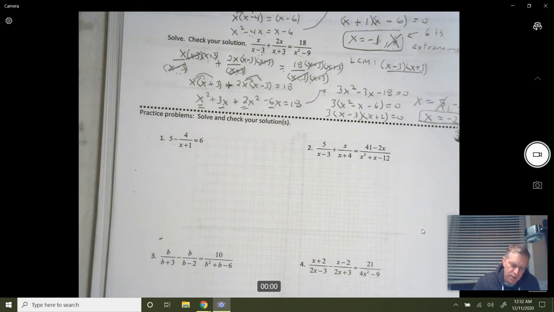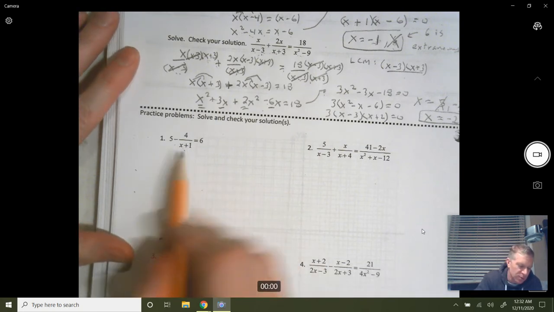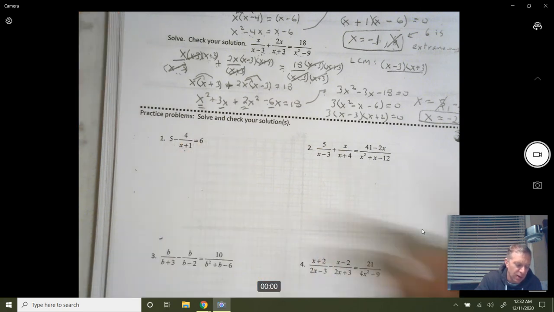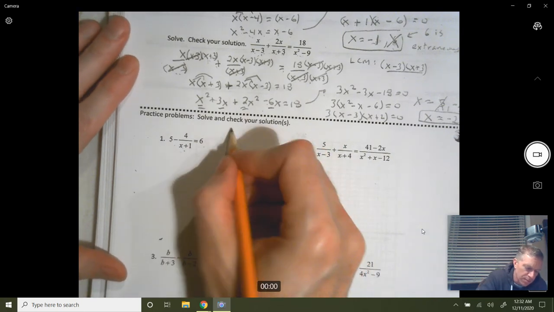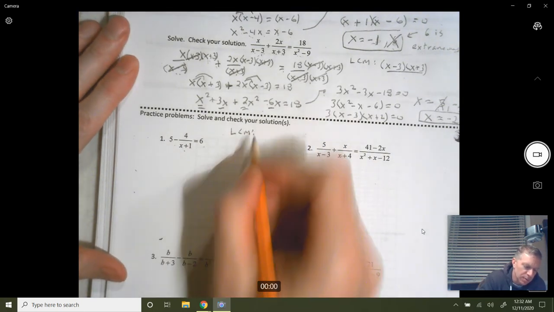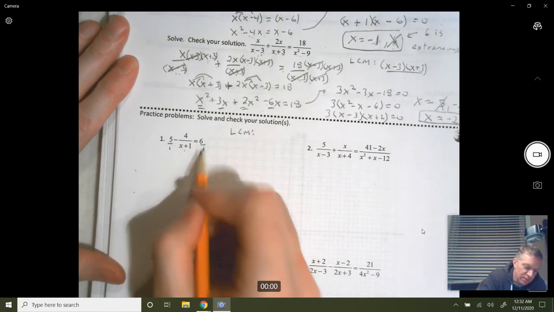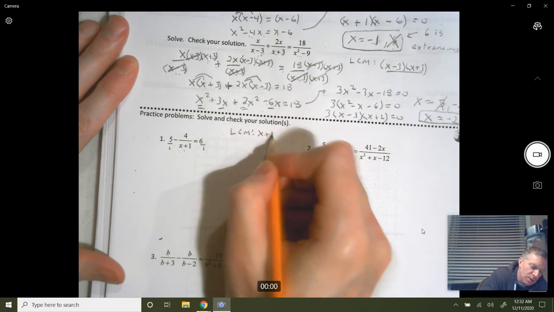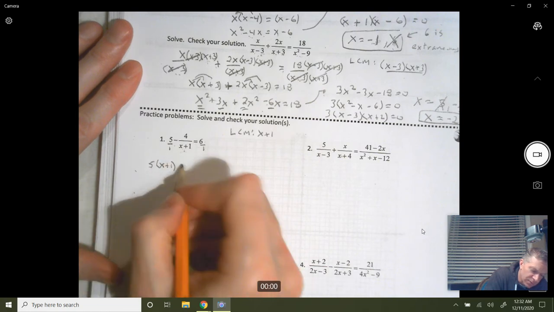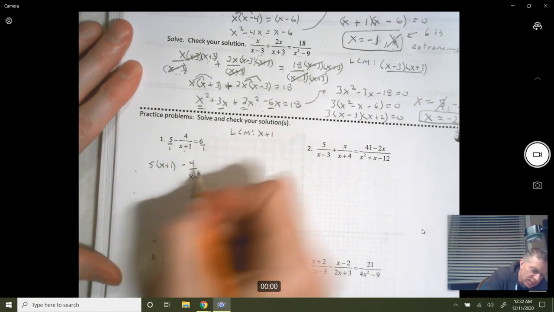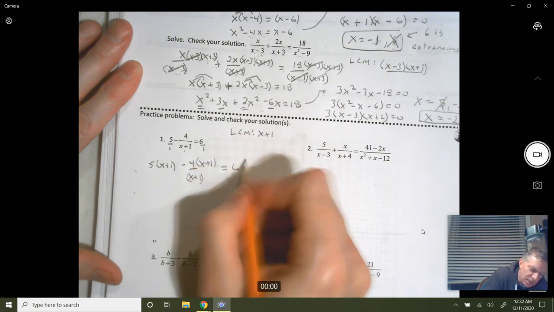Let's pick, well, this one's a quick one. We could do a couple different methods. If you want, you could just subtract the 5 over here, and now you've got something a little bit easier. But let's do our method. Least common multiple would just be, you don't even have denominators. We can think of them as 1. So it's going to be x plus 1. So we're going to multiply everything by x plus 1. 5 times x plus 1 minus 4 over x plus 1. That gets multiplied by x plus 1 equals 6, and that gets multiplied by x plus 1.